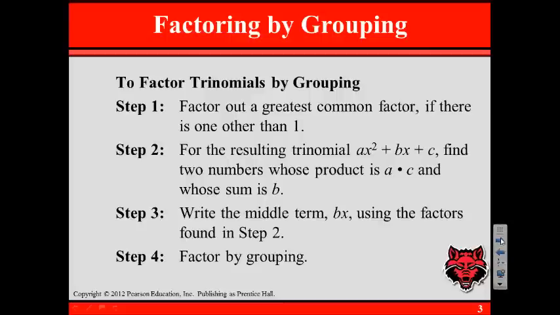Here are the steps that we will use for factoring trinomials by grouping. Step 1 is to factor out a greatest common factor, if there is a greatest common factor other than 1. Step 2, given the trinomial, find 2 numbers whose product is a times c and whose sum is b. So we're always going to start by multiplying this first and last number together. Once we factor out the greatest common factor, we will want factors of that product whose sum is the middle number. Step 3, we will write the middle term using the factors we find in step 2. In step 4, we will factor by grouping.